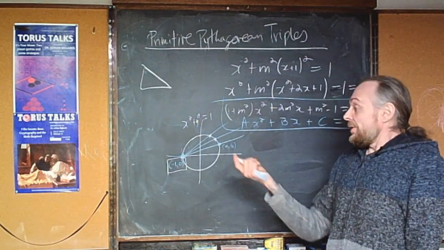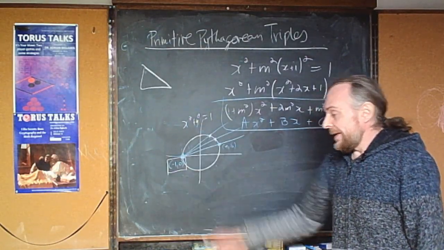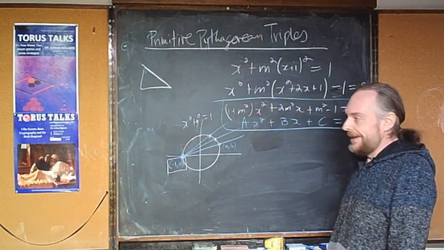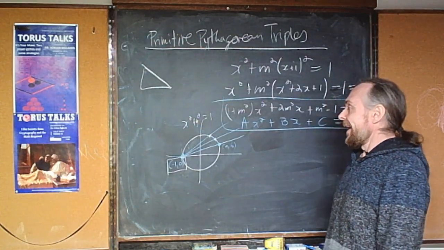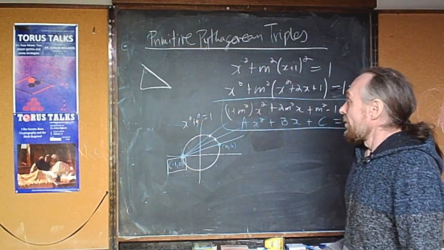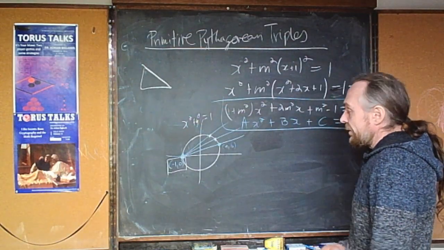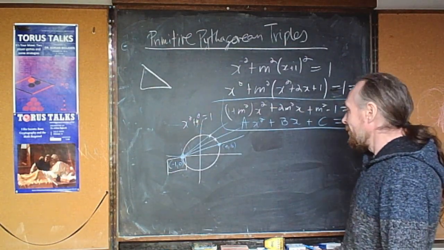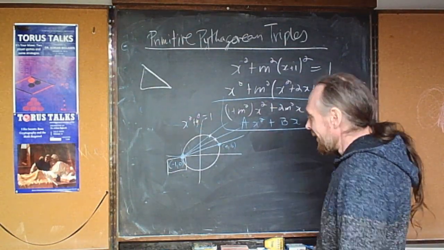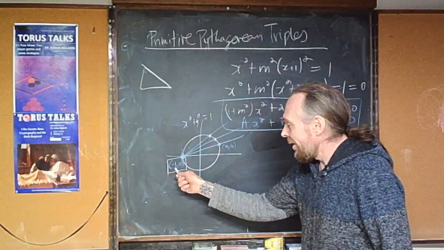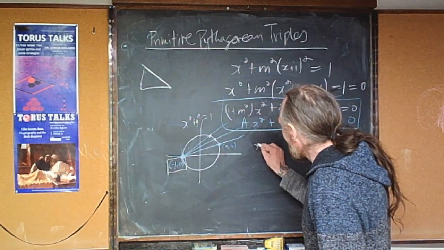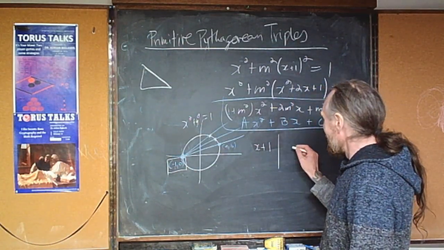If you don't cleverly see what I'm going to point out right now, which I stole from the book, I could just factor this by using the quadratic formula and find the two roots. But because this point is on here, I know that x plus 1 divides this polynomial.